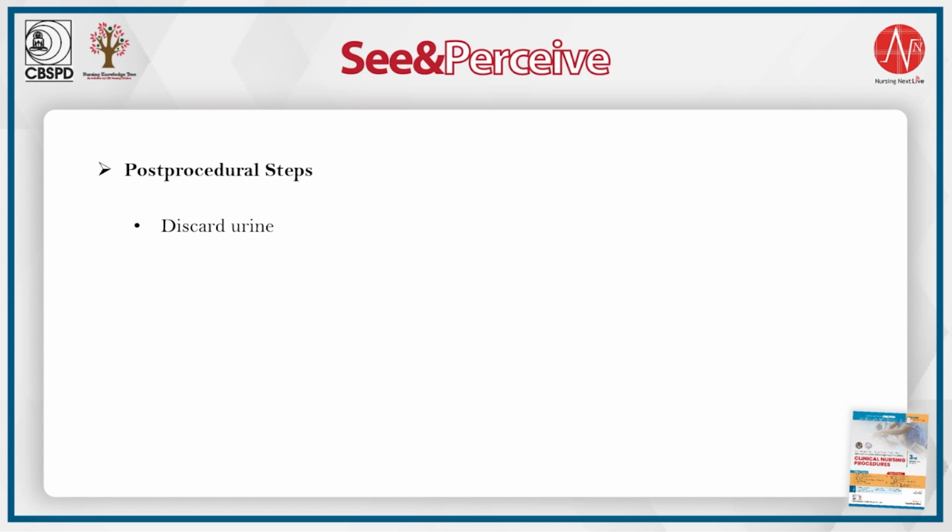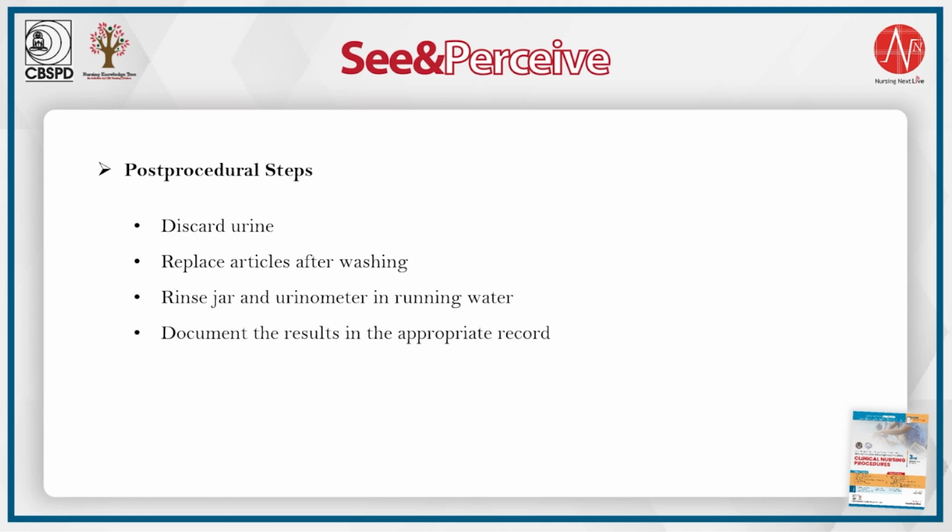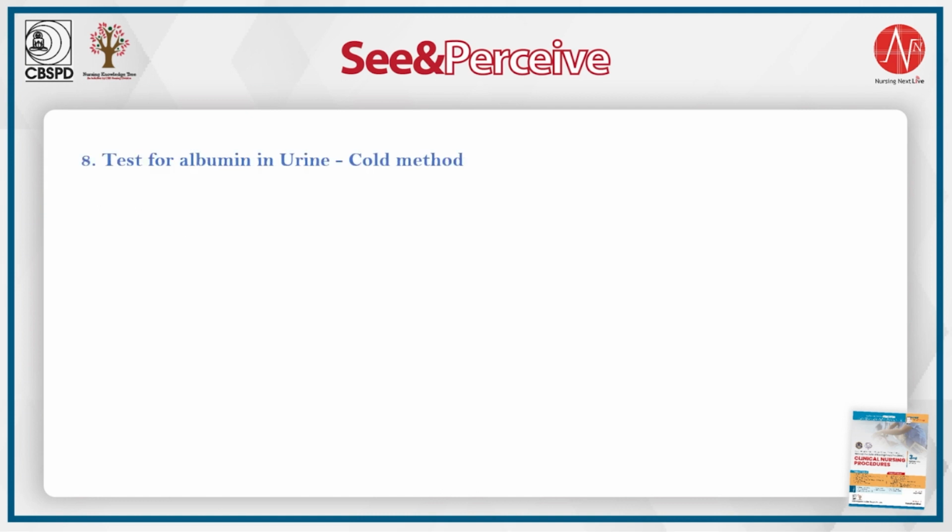Post-procedural steps. Discard urine. Replace articles after washing. Rinse jar and urinometer in running water. Document the results in the appropriate record.